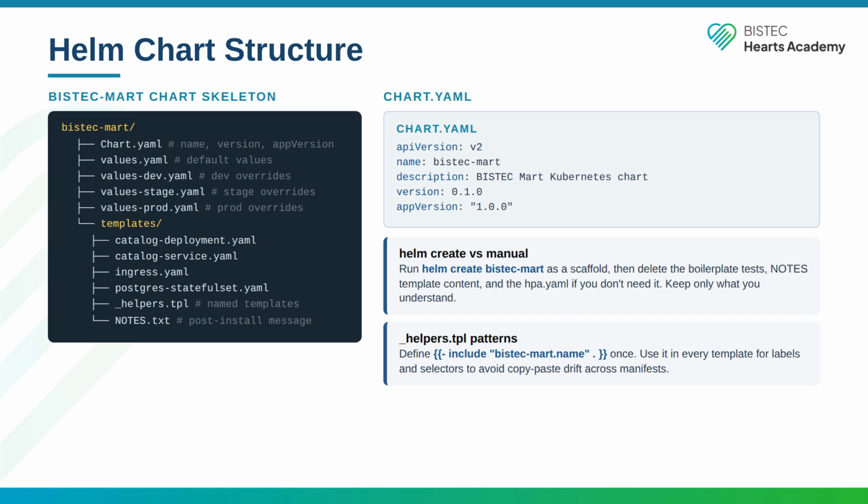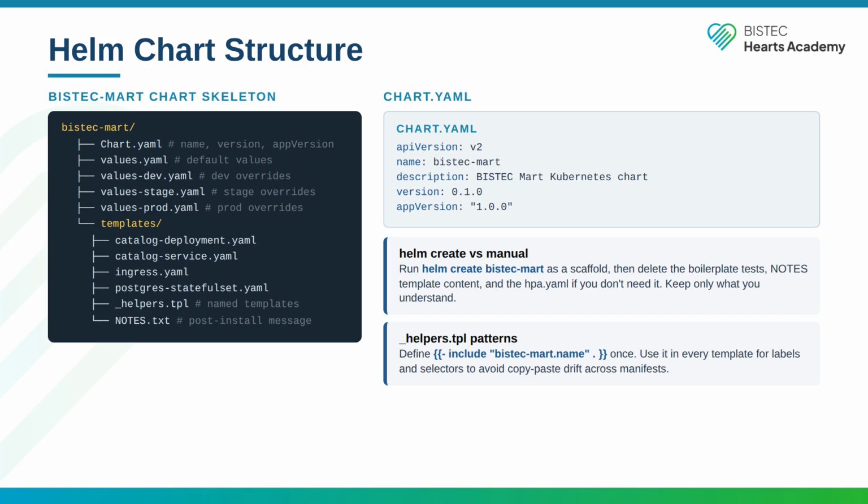The chart skeleton has a clear structure. Chart.yaml is the manifest: name, version, app version. values.yaml contains default values. Environment-specific files like values-dev.yaml and values-prod.yaml contain overrides. The templates directory contains your Kubernetes YAML with Go template syntax for variable substitution. Run helm create bistecmart to scaffold the chart.